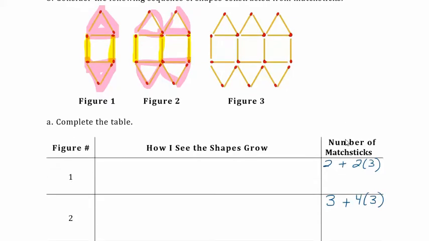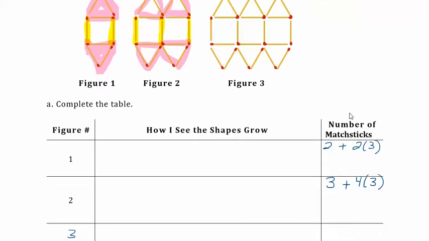Let's do it for the next shape. Okay, so count the vertical ones. 1, 2, 3, 4, plus, how many triangles do we have now? 1, 2, 3, 4, 5, 6 triangles, and each of those 6 triangles has 3 matchsticks.